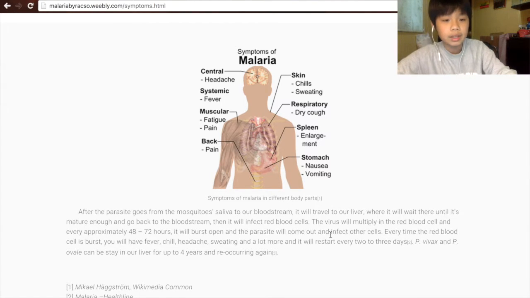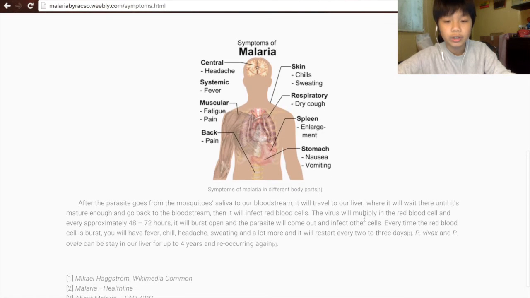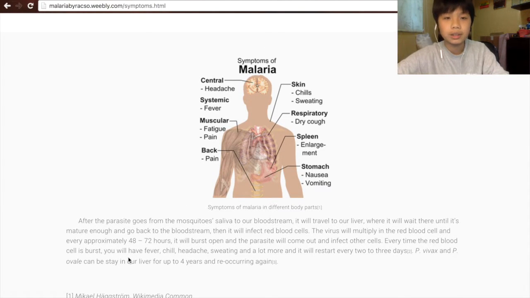Every time the red blood cells burst, you will have fever, chills, sweating, headache, muscular pain, back pain, nausea, vomiting, and more. Then every 2 to 3 days it will restart again, because the red blood cells burst open every 48 to 72 hours, as I said. Plasmodium vivax and Plasmodium ovale can stay in our liver for up to 4 years and then recur, although there are no symptoms in those 4 years.